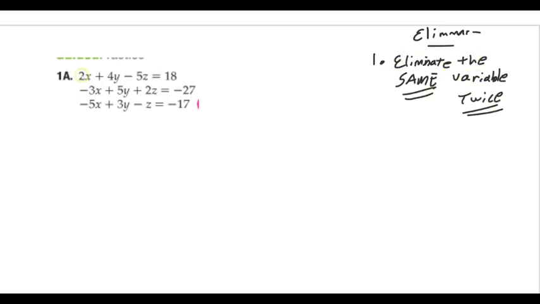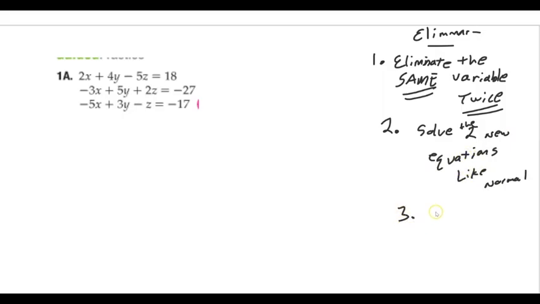A lot of times people go, okay, I'm going to get rid of the x's here. And then you get to the next one, and it's actually a lot easier to get rid of the z's. So they get rid of the x's and then they get rid of the z's. Not the best idea. Eliminate the same variable twice. And then once we do that, we're going to solve the two new equations like normal. It'll make more sense in a second.